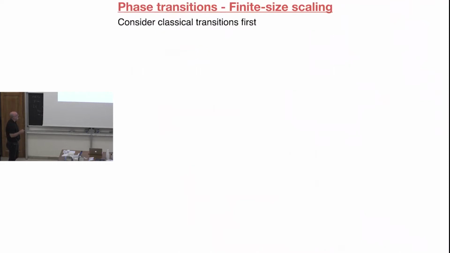Okay, so how do we analyze things like that? So now let me go to more general before we return to the JQ model. And first, I will consider a classical case, but it's super easy to generalize everything to the quantum case.